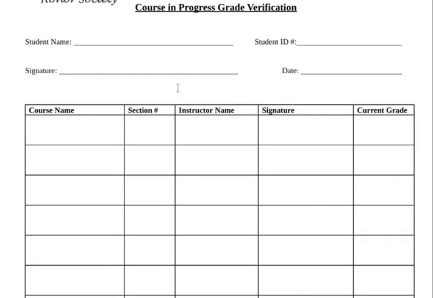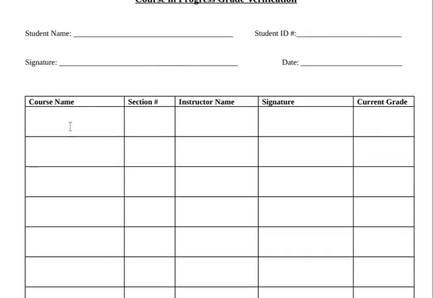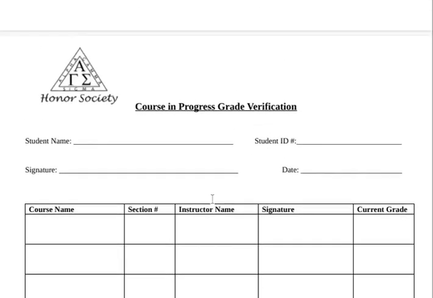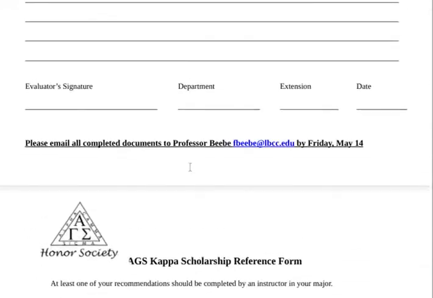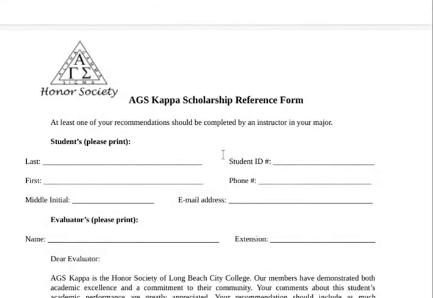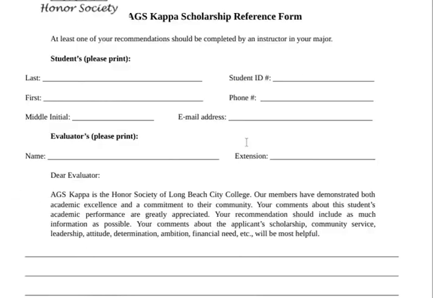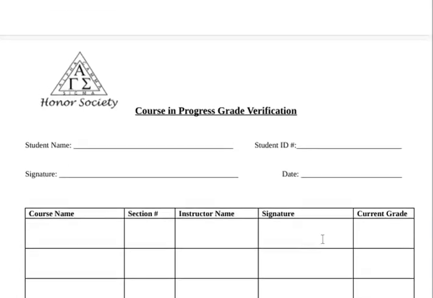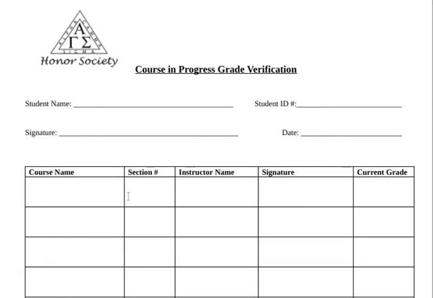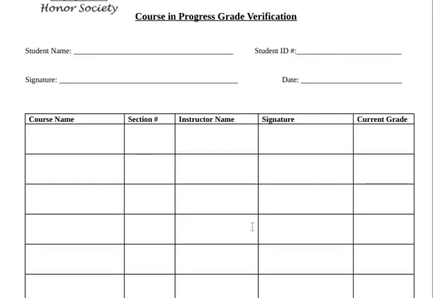You're going to be emailing this to all your instructors from the courses, and if, let's say, one of those instructors is also doing a reference form, why not kill two birds with one stone? As you're sending the reference form to one of your instructors, also send this one so they can sign their portion, whichever column they're signing. But yeah, that is it.